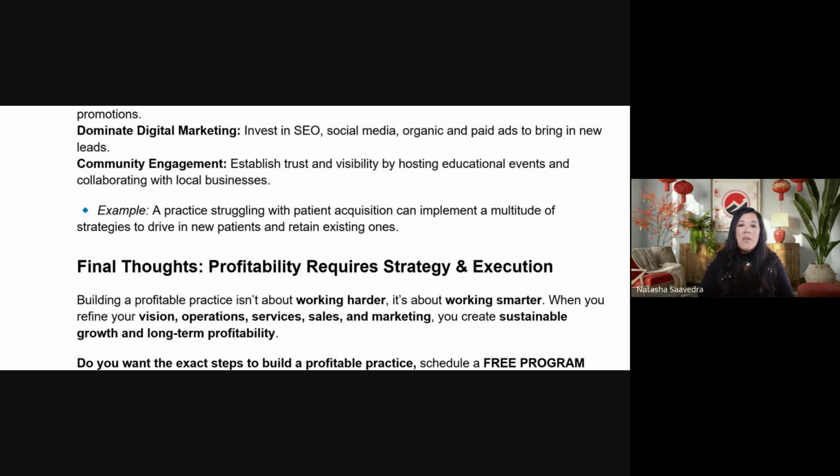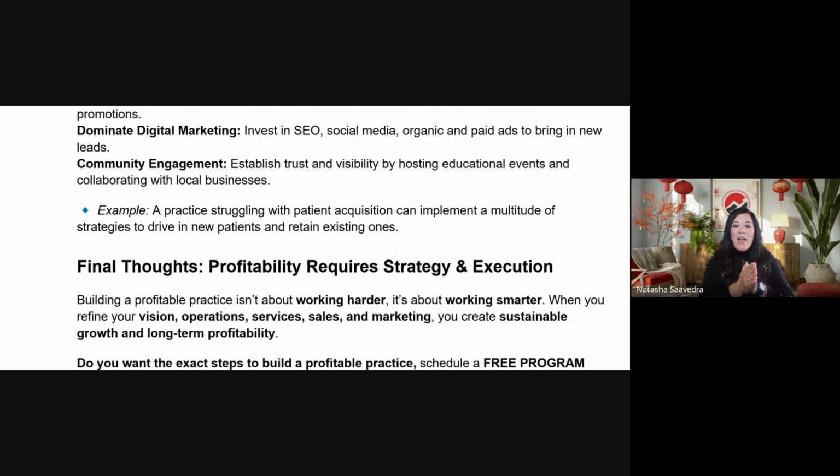And that's the last one, community engagement. Establish trust and visibility by hosting educational events and collaborating with local businesses. So whether that's lunch and learns, pamper events, if that's going out and doing screenings or being part of health fairs or expos or seminars in your community, boots on the ground will always dominate these other things as far as social media, advertising. When you're out in your own community, people get to know who you are. It's also part of branding. So don't forget to do that. If you're not doing it, get doing it right away.